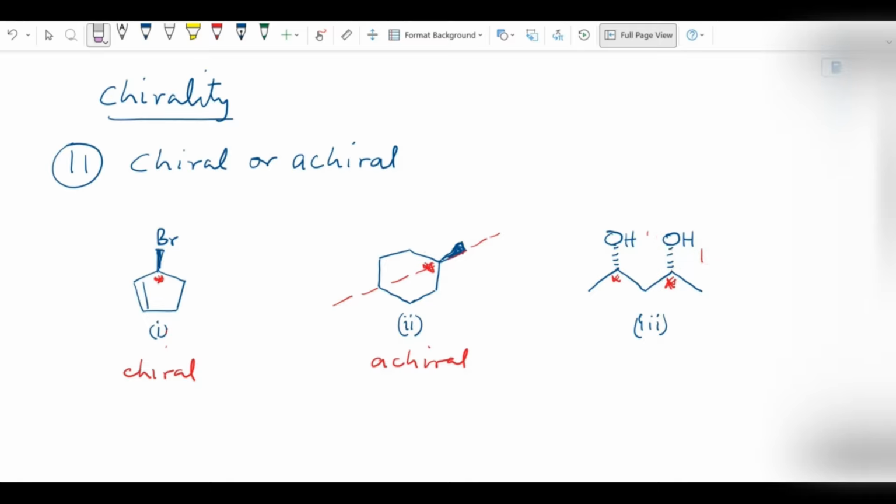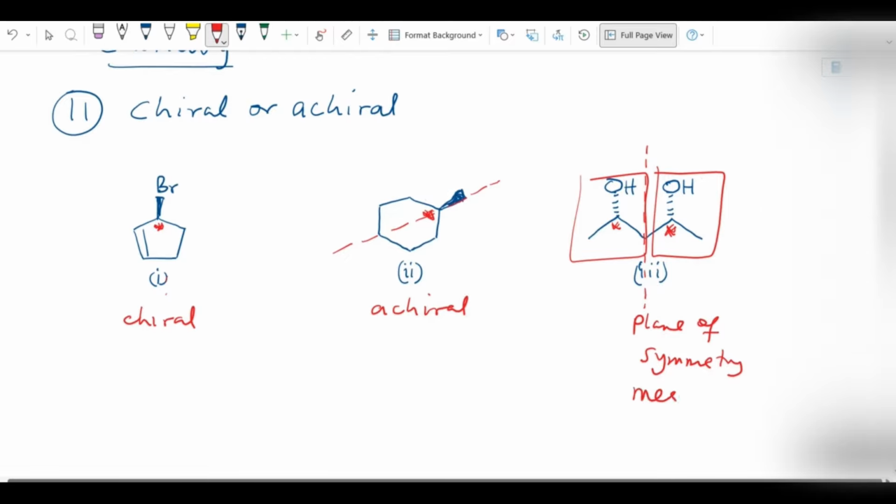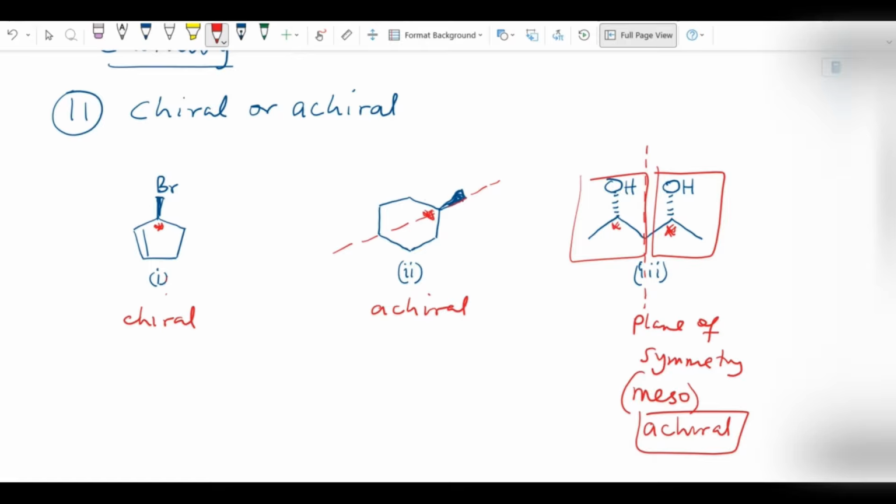But this molecule actually has a plane of symmetry. And that's because you can easily draw a line to divide this compound into 2 equal halves. This half and this half are exactly the same thing. So this is a meso compound because it has a plane of symmetry. Therefore, this is meso. Meso compounds are generally achiral. So let's go to the next question.